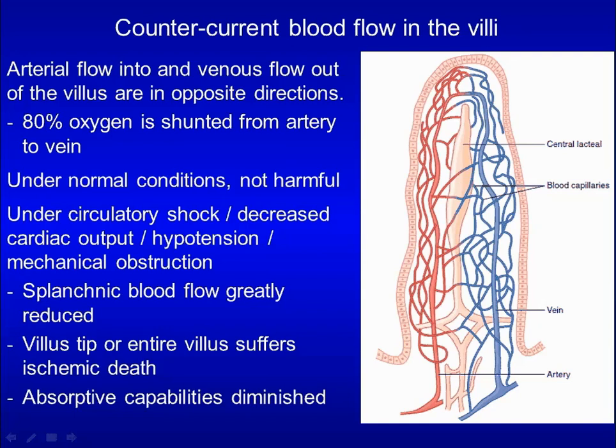But in disease conditions in which blood flow to the gut becomes greatly reduced, such as circulatory shock, oxygen deficit in the tip of the villus becomes so great that the villus tip or entire villi suffers ischemic death and can disintegrate. As a result, absorptive capacity of the gut is diminished.